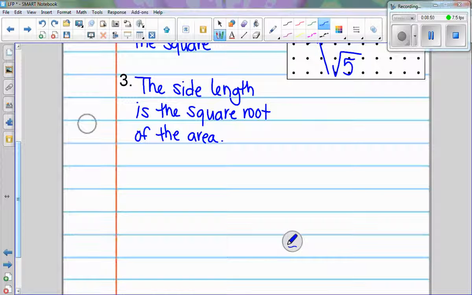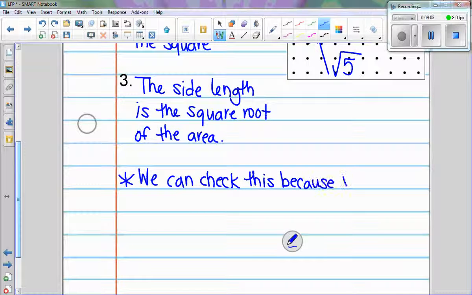Okay, one more thing. We can check this. Please write this down. Because we know, and you guys worked really hard on all of these rules about radicals over the last 2 days during your stations. Because we know if we think about finding the length times the width, which in this case is the square root of 5 times the square root of 5.